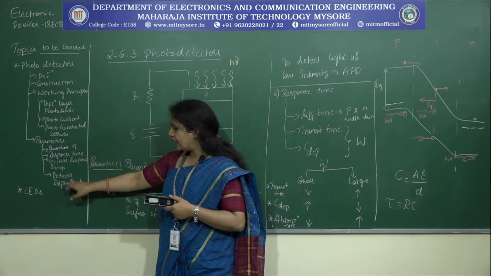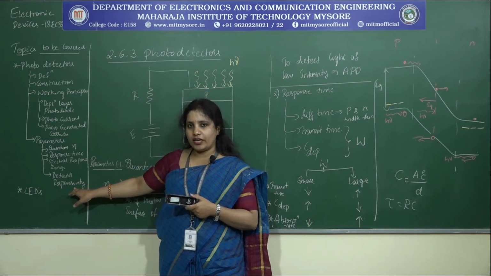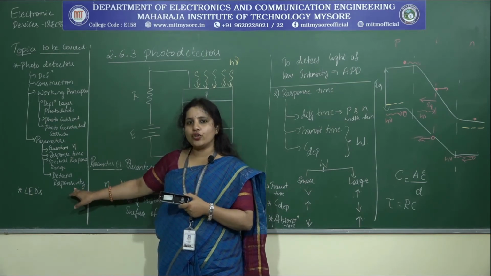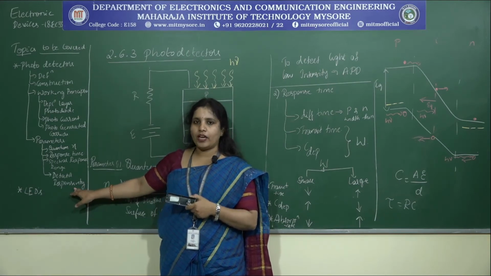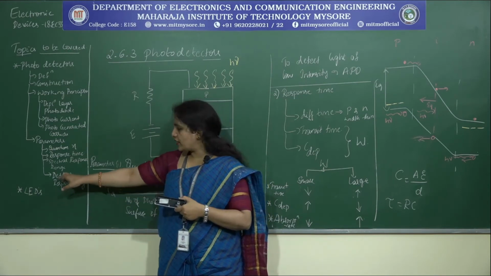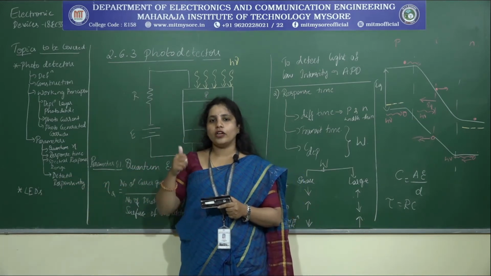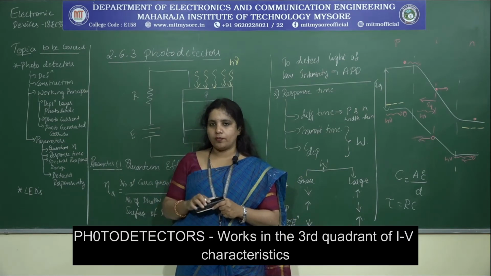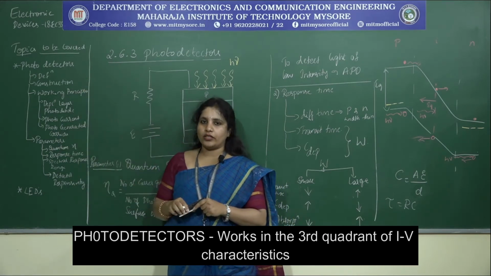Then comes the detector responsivity. What does this detector responsivity indicate? It is related to the gain factor, which indicates the ratio of the output current to the input light energy, the input optical power. So the detector responsivity is the ratio of the output current that you are observing to the input optical power. And these are the factors that define the parameters of the photodetectors.